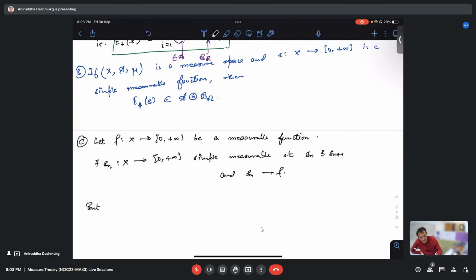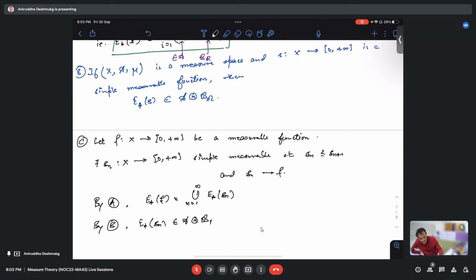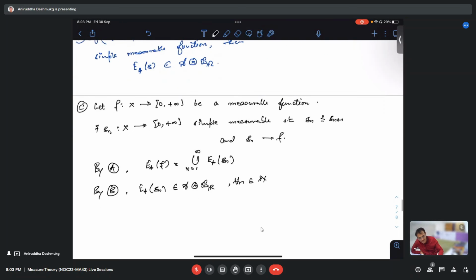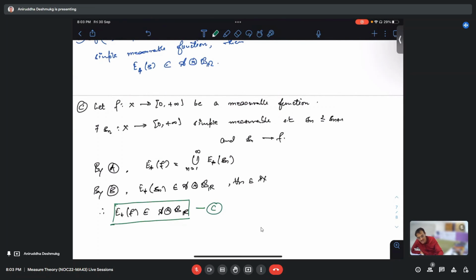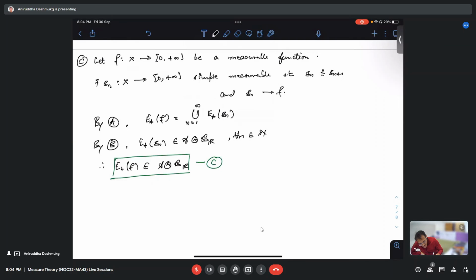But then by this result A, E lower star of f is the union of n from 1 to infinity of E lower stars of s_n's, and by B, E lower star s_n is inside A cross the Borel sigma algebra of R for every n. Therefore, E lower star f is inside A cross the Borel sigma algebra of R. And this is our third result: that for any non-negative measurable function, this E lower star f is inside the sigma algebra generated by the rectangles of A and B_R. Okay, now we are almost there. We just need to see what about that upper star thing. So that is our next result.